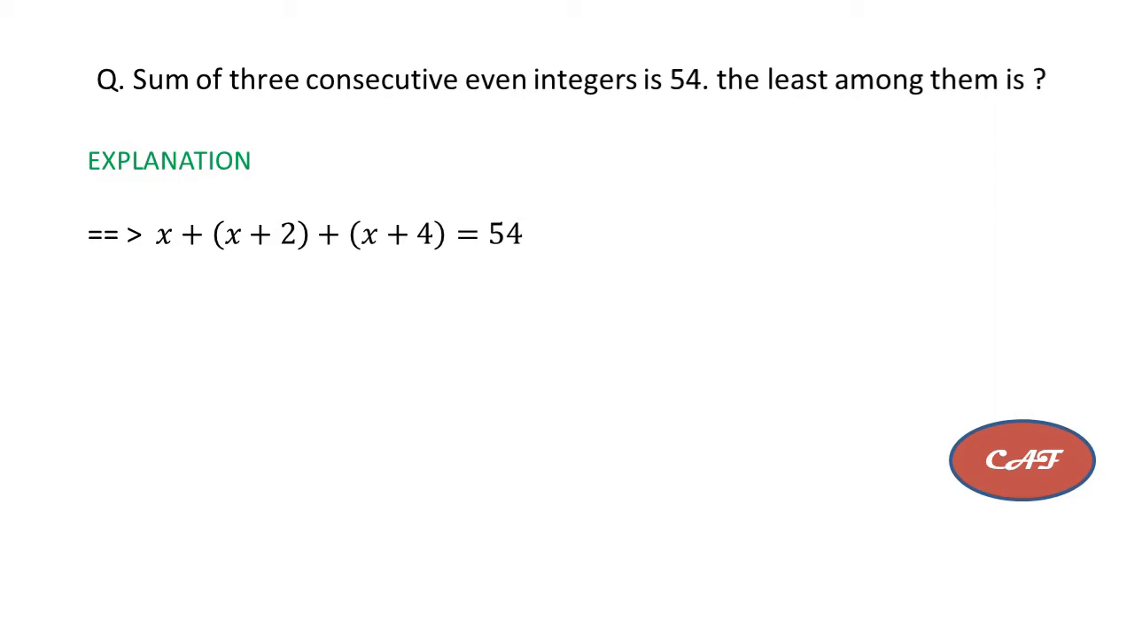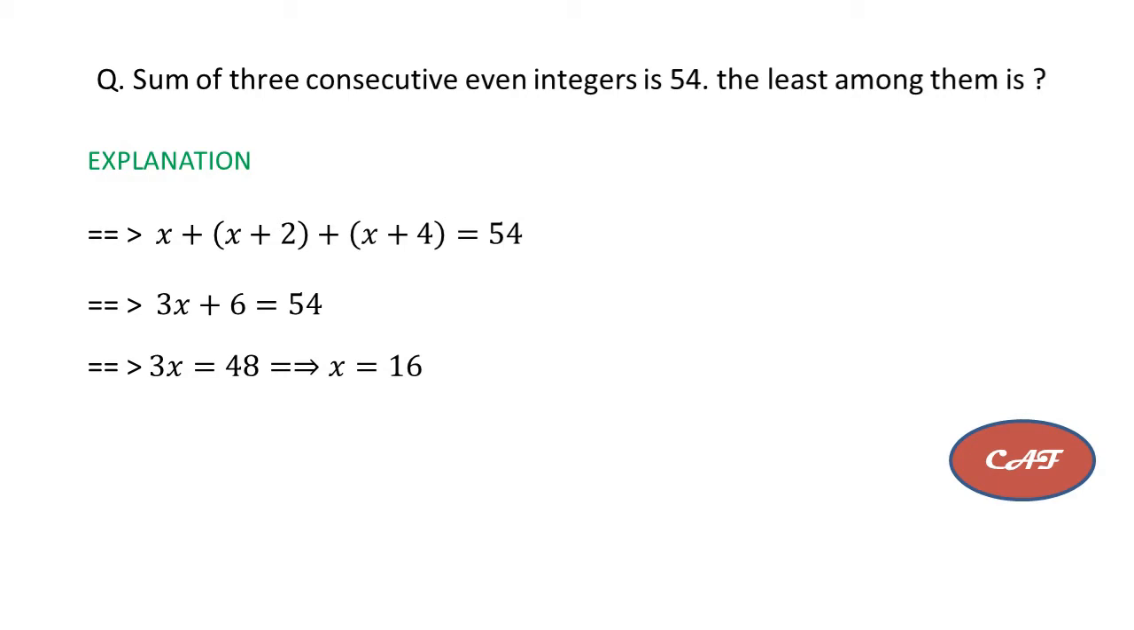So I wrote this equation. If you solve this, you will get 3x plus 6 is equal to 54. So you can take 6 to the right side, you will get 3x is equal to 48. After that, if you divide by 3 on both sides, you will get x is equal to 16.